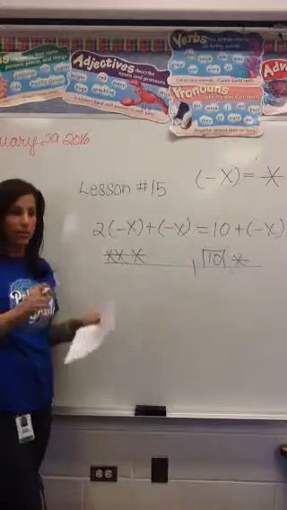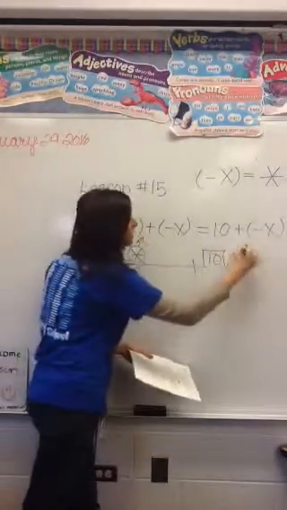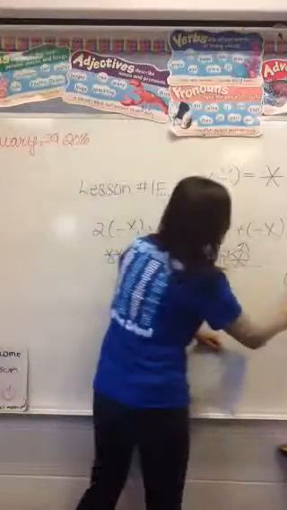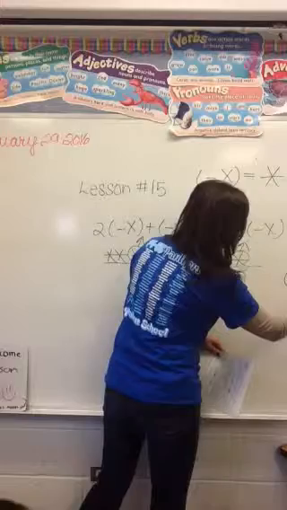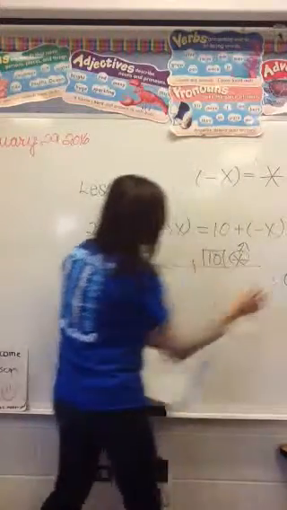What do we do? Legal move. Clara? Take off the star from each side. So I can take a star off of each side. So now I'm left with 2 stars equals 10. So on your homework, negative x equals 5, and x equals negative 5.